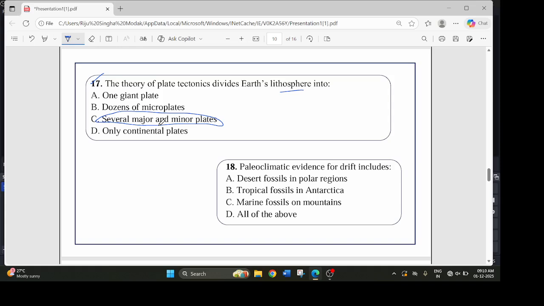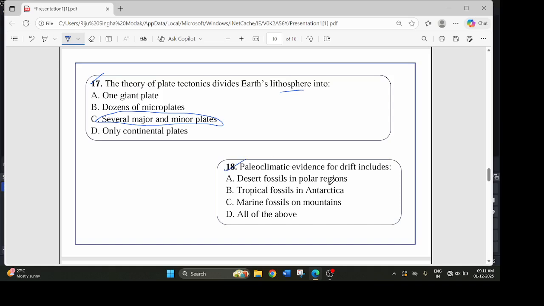So the lithosphere is broken. The lithosphere means the upper part of the crust and mantle, broken into about seven or eight major plates, such as the Pacific and North American, and many smaller minor plates like Juan de Fuca and Nazca.